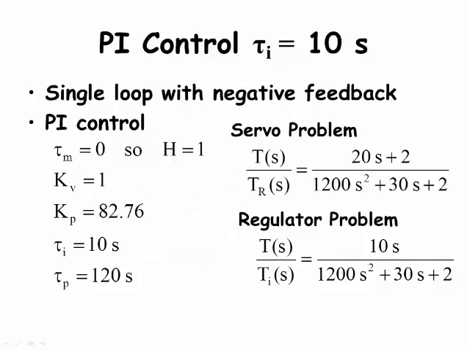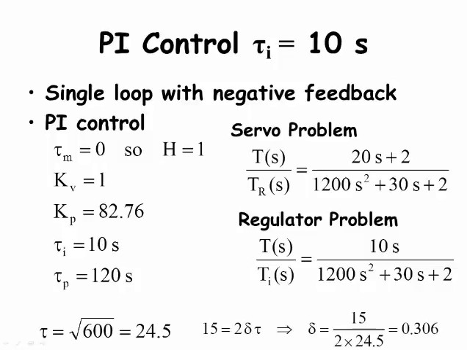If we change the integral time tau I to 10 seconds, the new servo and regulator problem transfer functions become the equations shown. The new second order denominator is 1200 times s squared plus 300 times s plus 2. To calculate delta and see how the transfer function responds, we need to divide through by 2 again to make the last term in the denominator a 1. Then we can find the values for tau and delta. They are tau is equal to the square root of 600, or 24.5, and delta is equal to 0.306.